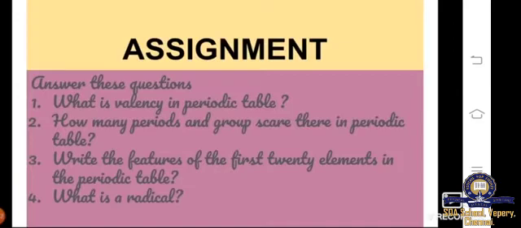Here is your assignment for this week. Answer these questions. What is valency in the periodic table? How many periods and groups are there in the periodic table? Write the features of the first 20 elements in the periodic table. What is a radical? With these questions, you can learn and write a test at your home. In the rough note, after receiving the video, you can go through the lesson, find out the answers from this, and then sit in front of your mother or father and write a test on your own. Okay?